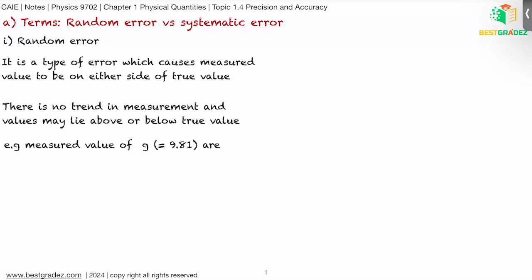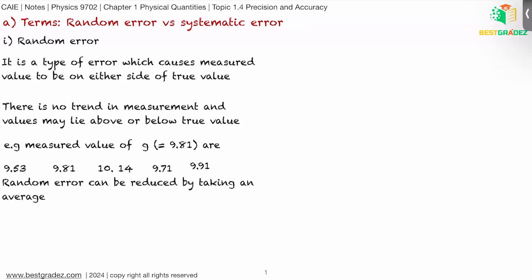An example is if there is an experiment and I want to measure the value of G, which is 9.81, and I keep on repeating the same experiment, but sometimes I'm getting less, sometimes the exact value, sometimes more. I don't see a trend in my measurements. This is known as a random error. So there is an error, but it's not specific. Now, to deal with random error is just take an average and you'll be able to eliminate the random error.